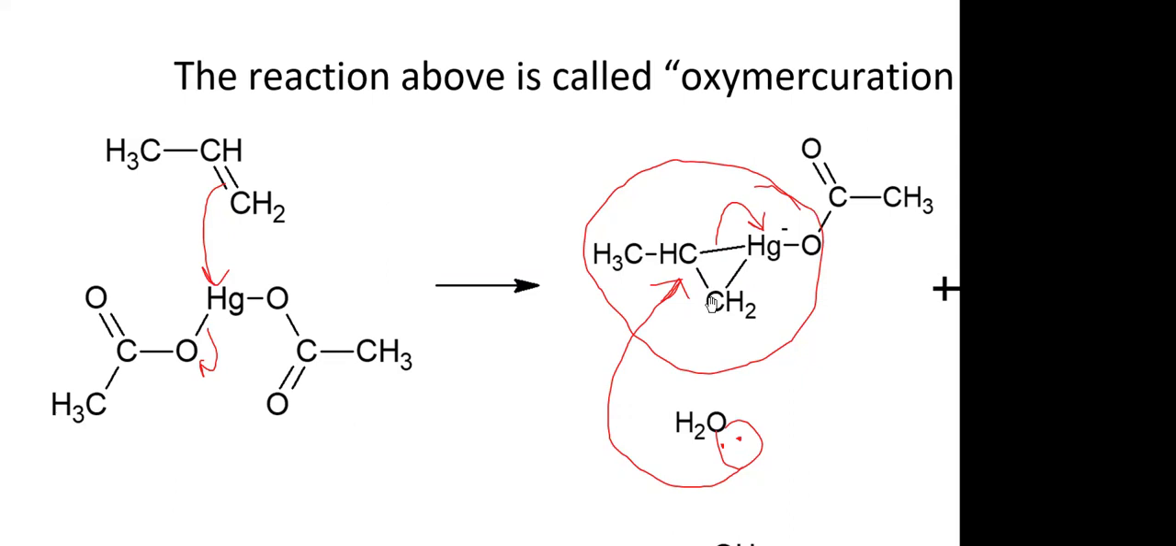You're going to wind up breaking the carbon-mercury bond on the more substituted carbon, because that's the one that had the stronger partial positive. And again, that step looks just like our acid catalyzed addition as well, right? The only difference is instead of a carbocation, we get this weird three-sided mercury ring.